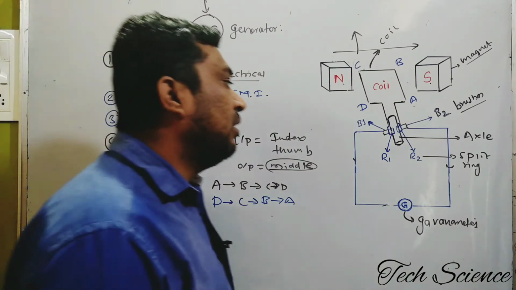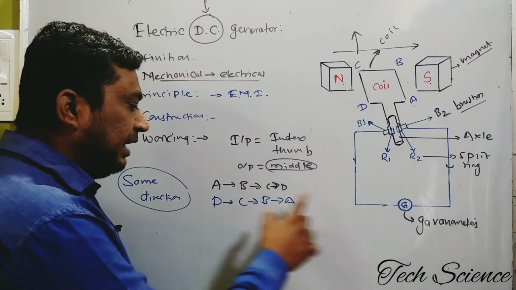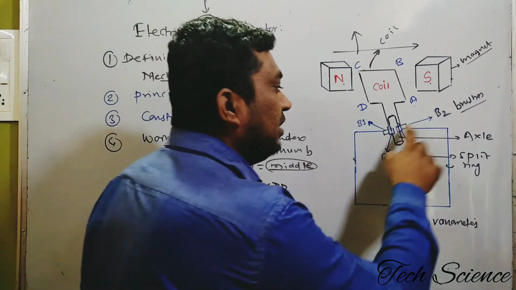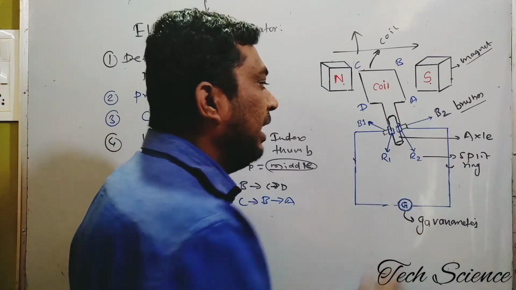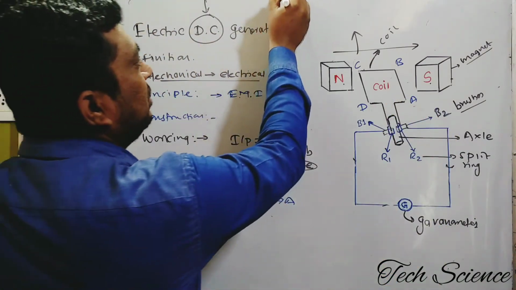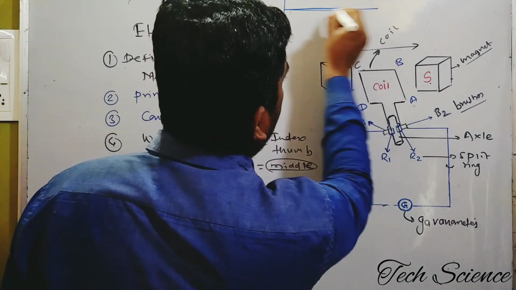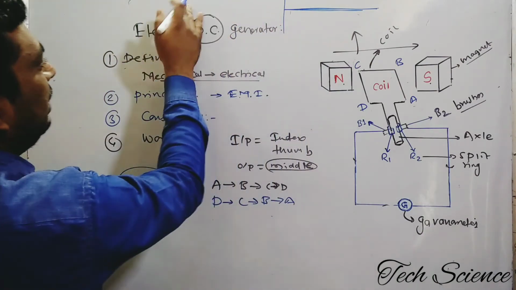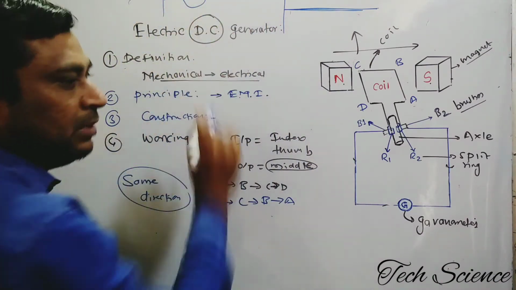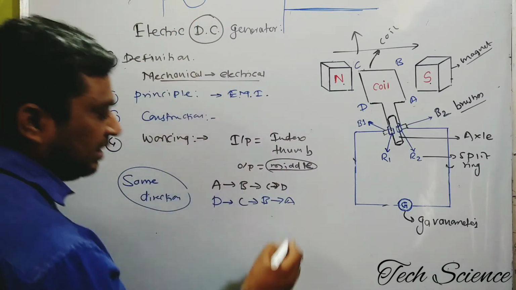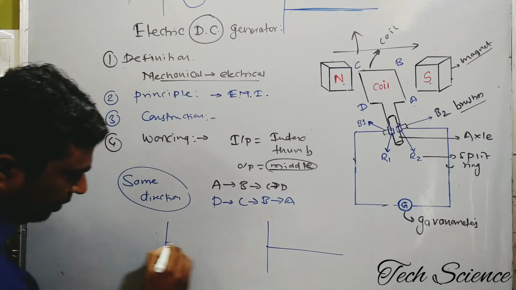Because when the current rotates inside the coil like ABCD or DCBA, one brush is always in contact with it. One brush, either B1 or B2. That's why the direction of the flow of current is like this. It is in the same direction, and we know that we use two different symbols. To show AC current, we have this symbol. Observe here. This is the symbol of DC current, and this is the symbol of AC current.